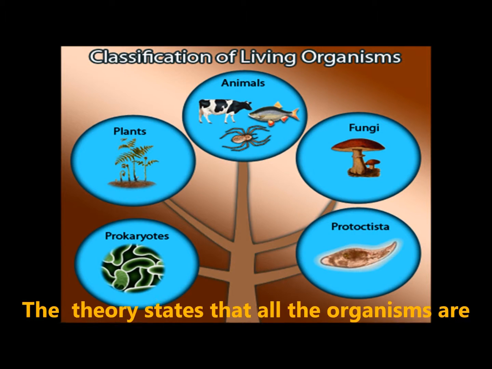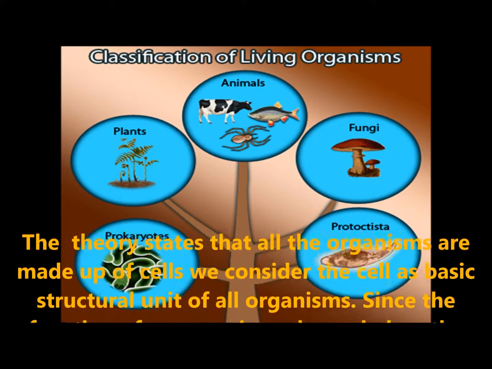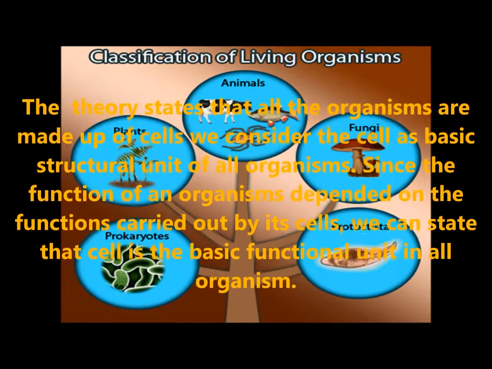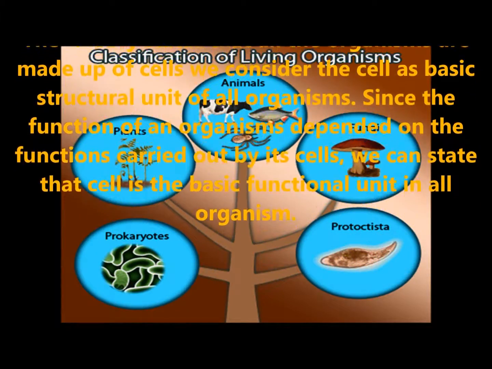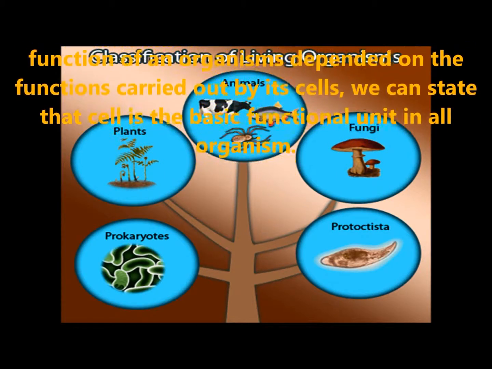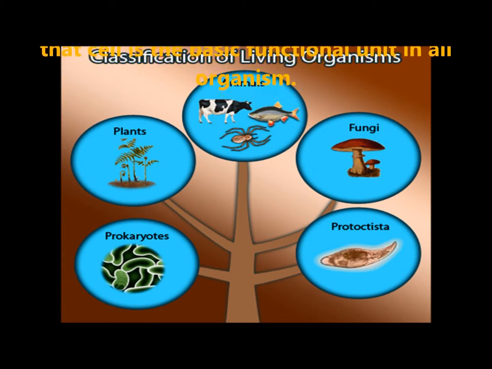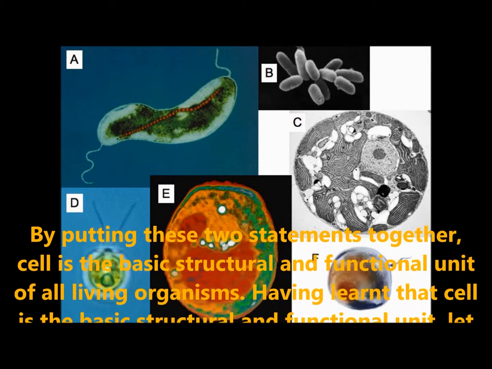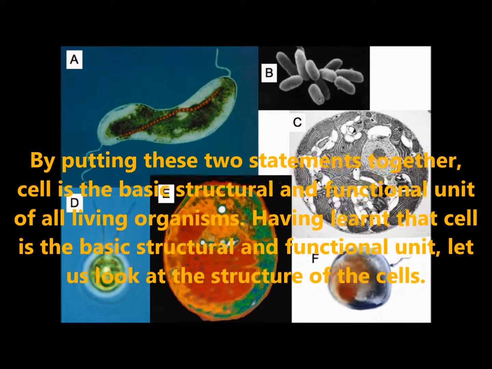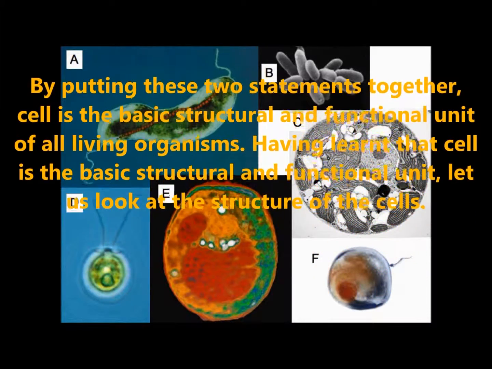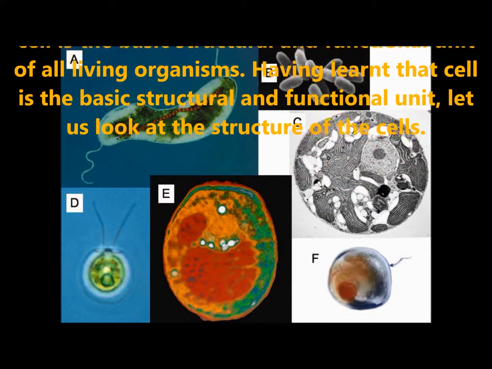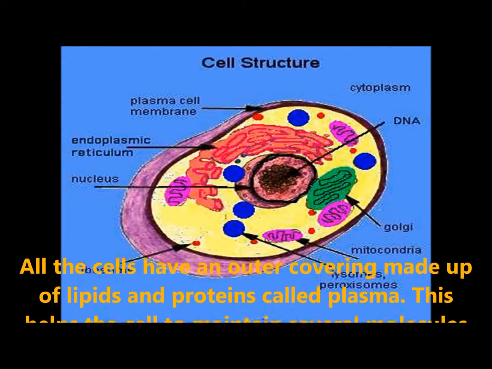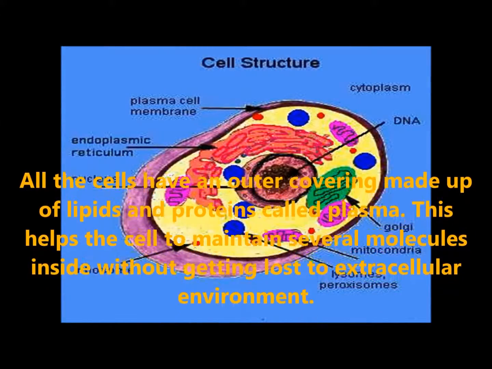Structure of a cell. The theory states that all living organisms are made up of cells. We consider the cell as the basic structural unit of all organisms. Since the function of an organism depends on the functions carried out by its cells, we can state that the cell is the basic functional unit in all organisms. By putting these two statements together, the cell is the basic structural and functional unit of all living organisms. Having learned that the cell is the basic structural and functional unit, let us look at the structure of a cell. All cells have an outer covering made up of lipids and proteins called the plasma membrane.